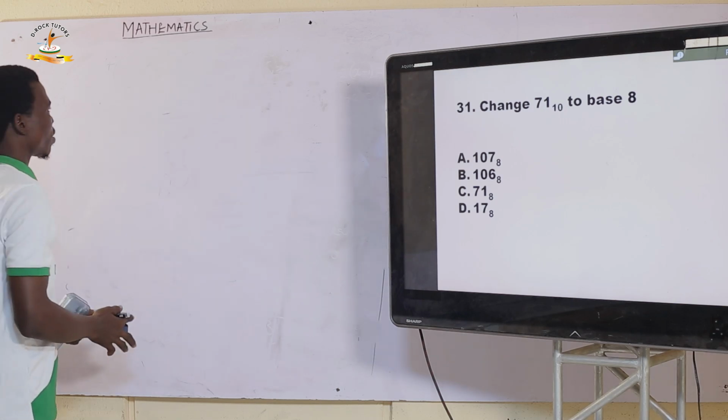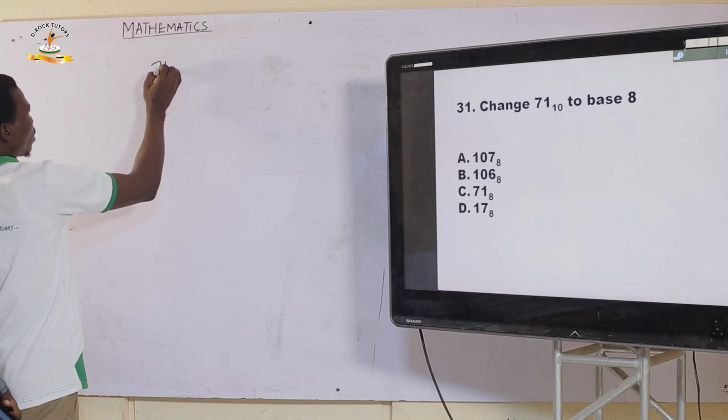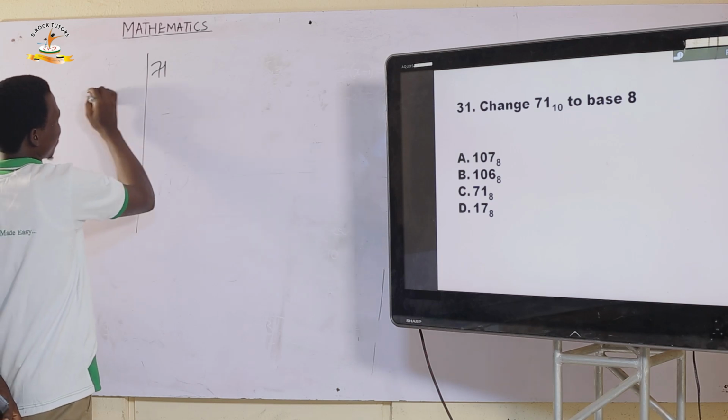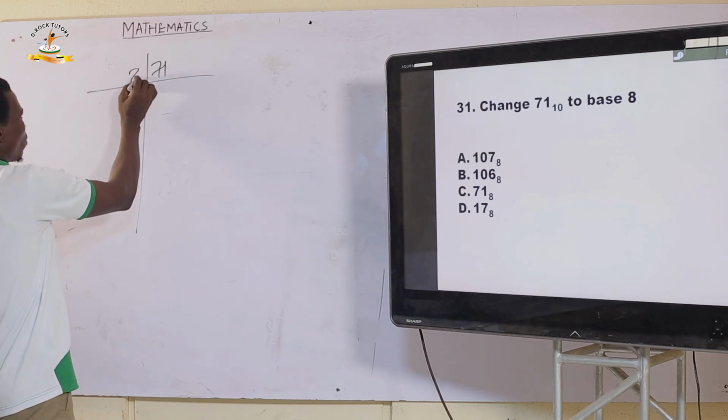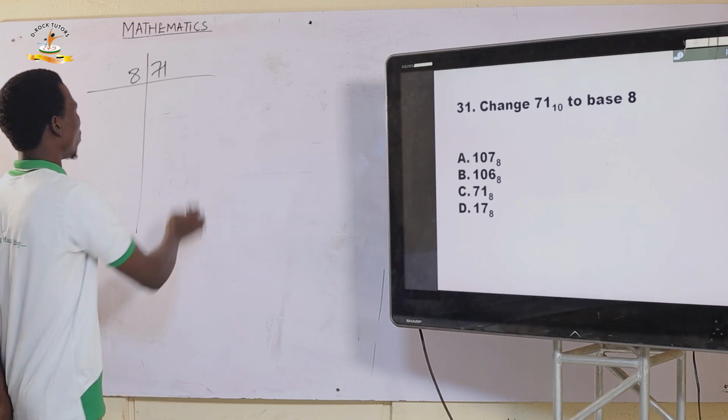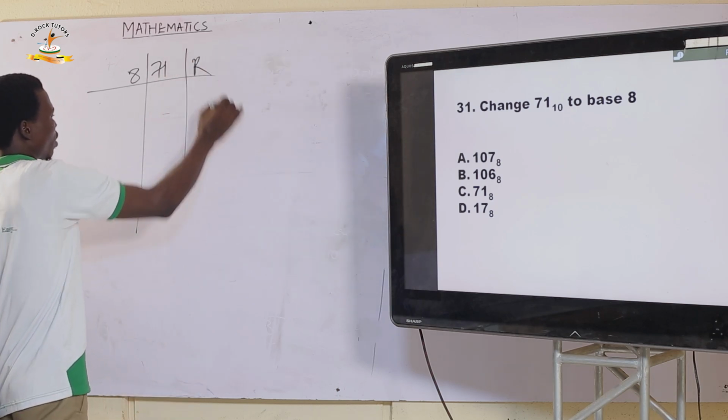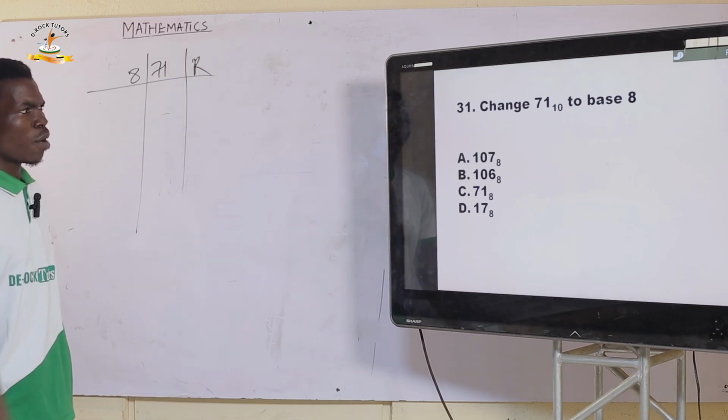So we're going to have our 71 in base 10. Every number exists as base 10 unless otherwise stated. So we just divide by the new base we want to bring it to. Don't forget, there should always be a column for the remainder. And we begin.